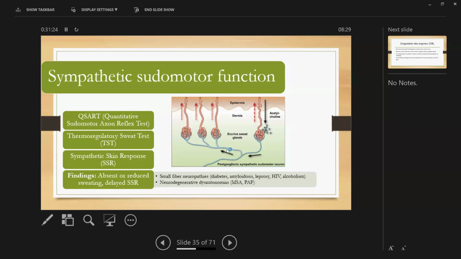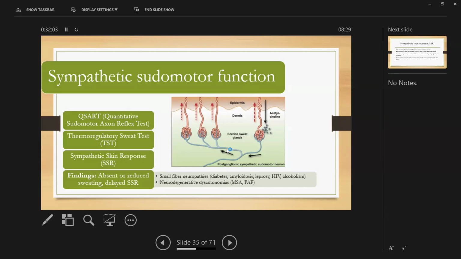Next, I will talk about sympathetic pseudomotor function. What we are testing here is that in the sympathetic system, the sweat gland has special postganglionic sympathetic fibers called pseudomotor neurons. The neurotransmitter here is different: it is acetylcholine. Here we are mainly testing sweat production. If there is proper sweat production, then the sympathetic neurons and the postganglionic sweat pseudomotor neurons are intact.